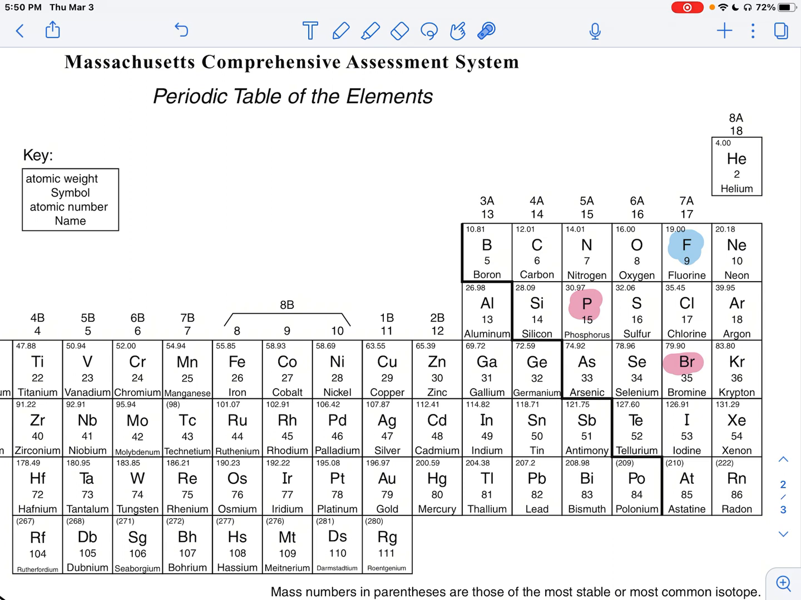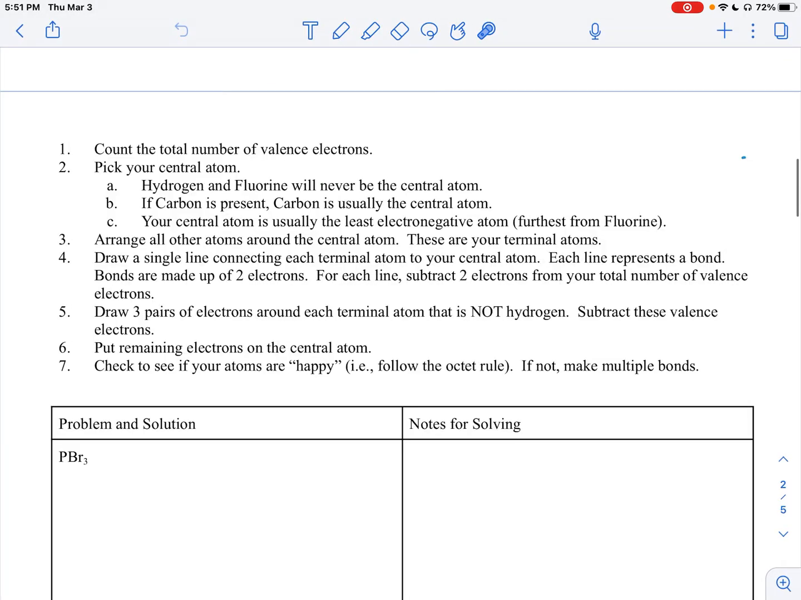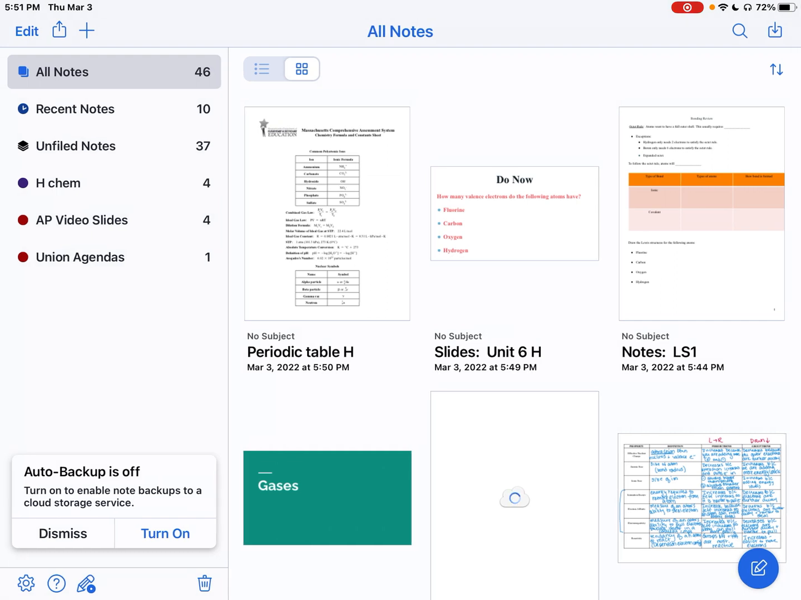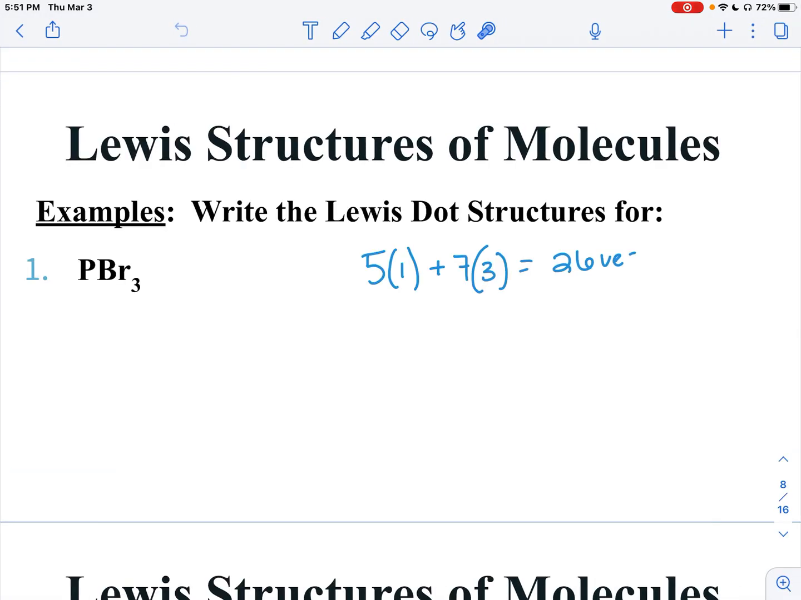For bromine, you're going to have 2. The least electronegative is going to be the one further away from fluorine. So sometimes I'll have students write that in on their notes, if it's not already there. Sorry, I put it there. So our answer here is going to be phosphorus for our central atom.